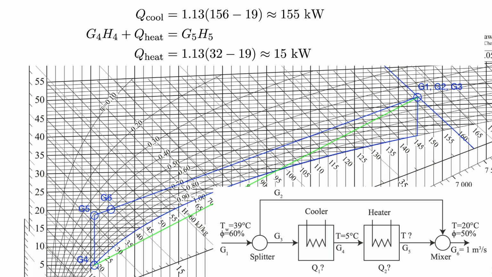So, to summarize, the heater needs to heat to 18.5 degrees centigrade, 155 kilowatts is removed in the cooler, and 15 kilowatts is added in the heater.